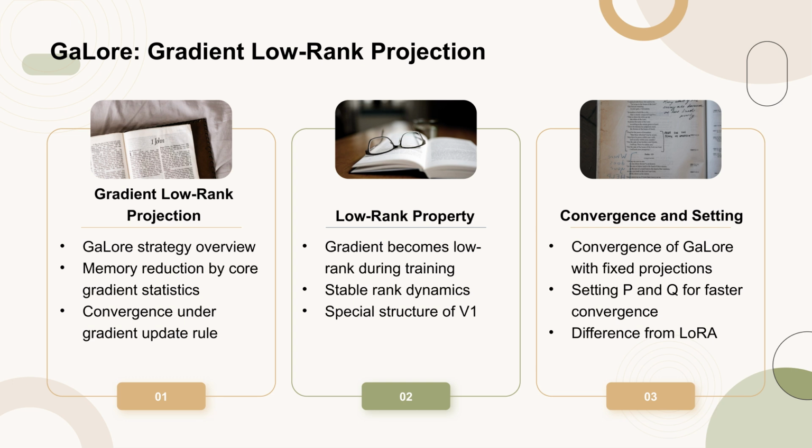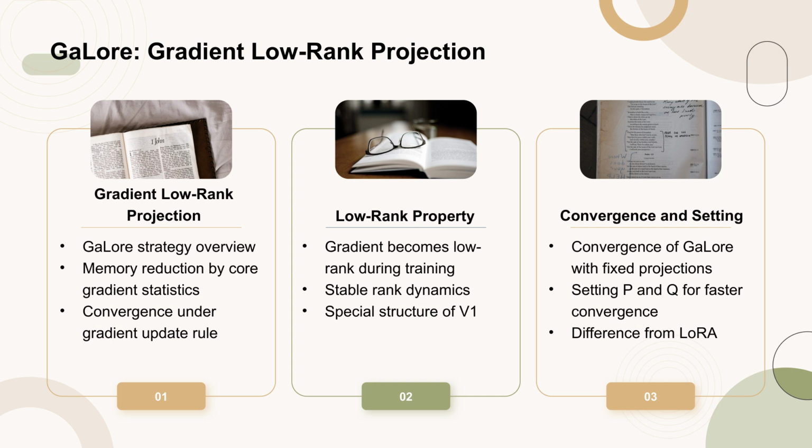GaLore is a strategy that leverages the low-rank structure of gradients to reduce memory consumption during training. By maintaining the gradient statistics of a small core of the gradient, rather than the entire gradient, significant memory savings can be achieved. This approach ensures that the training dynamics remain unchanged. The low-rank property of gradients is established through theoretical analysis, showing that under certain conditions, the gradient becomes low-rank during training. This is particularly relevant for large batch sizes and specific network architectures.